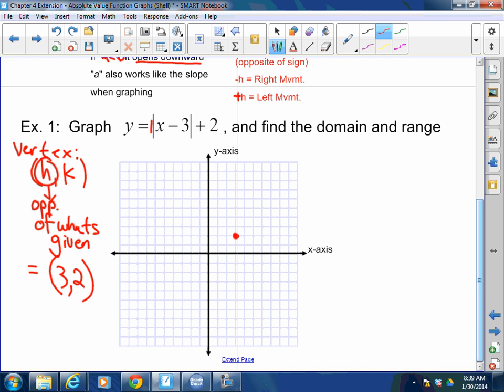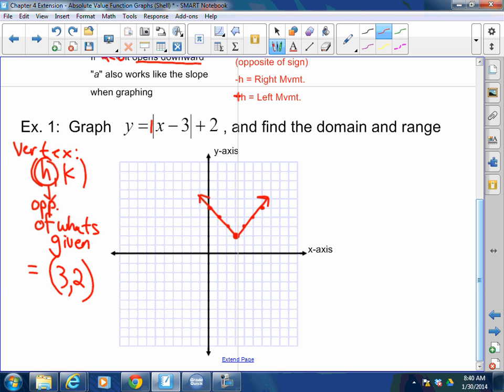Check this out. From the vertex, follow the slope to the right and to the left. So go up 1 over 1, up 1 over 1, up 1 over 1. Go back to the vertex. Now go to the left, up 1 over 1, up 1 over 1, up 1 over 1. Guys, you never have to make a table again for absolute value functions. Did I just blow you away or what? Come on. You got to admit, it's pretty slick, right?